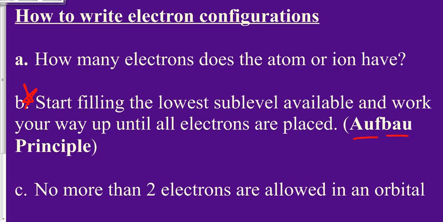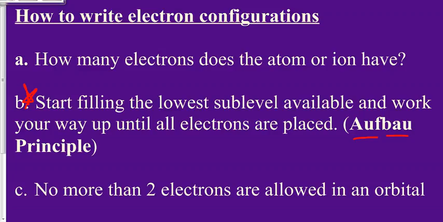So here's the process. The first question you need to ask yourself is how many electrons does the atom or the ion have? If it's a neutral atom, this should match the number of protons or the atomic number. If it is an ion, you'll need to adjust that number by either adding or removing electrons. Remember, negative ions have extra electrons, and positive ions are missing some electrons. So first, figure out the number of electrons you're going to be placing.